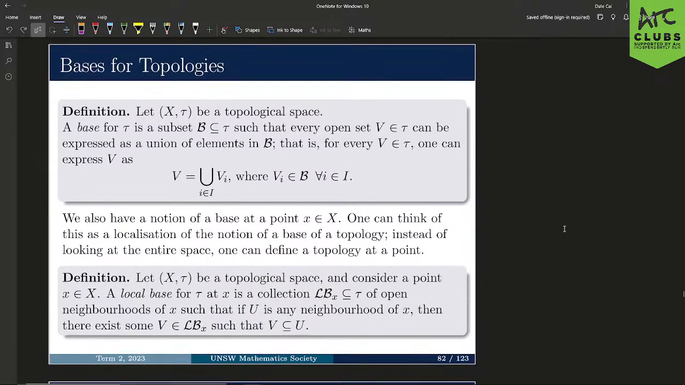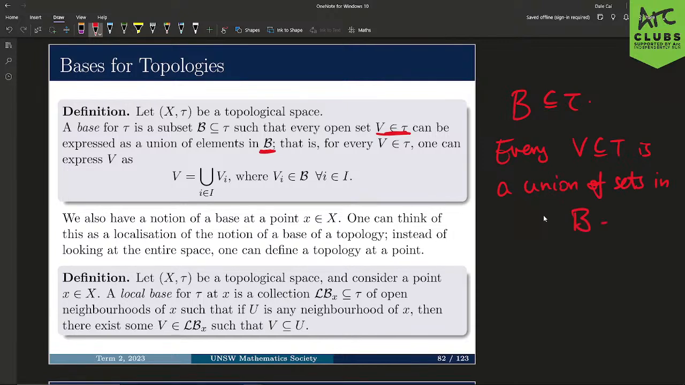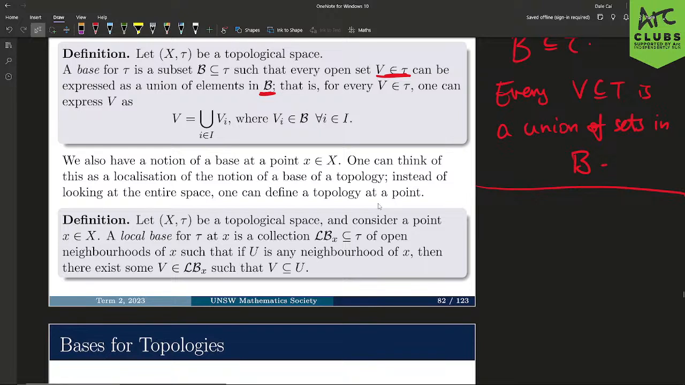So to make this rigorous, we have a thing called a base. Okay, well, I'll look at what a local base is first. No, actually, let's just look at bases. So a base is a subset of tau, such that everything in tau is a union of elements in B. Okay, cool.